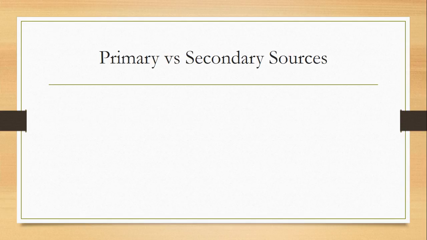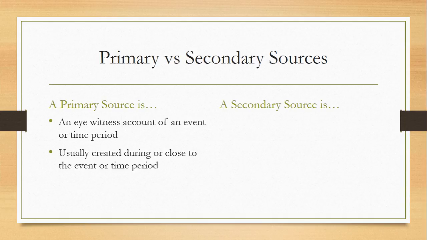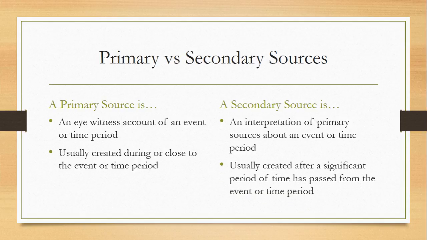So we've talked about in the past what a primary and a secondary source are, but let's review that really quickly. A primary source is an eyewitness account of an event or a time period, and it was usually created during or close to the event or time period being described. A secondary source is an interpretation of primary sources about an event or time period, and it usually is created after a significant period of time has passed from the event or time period.